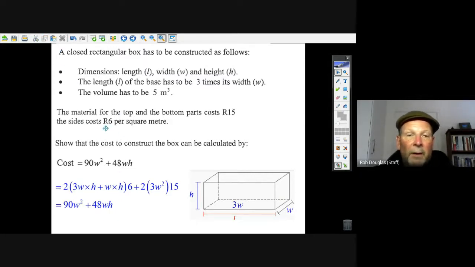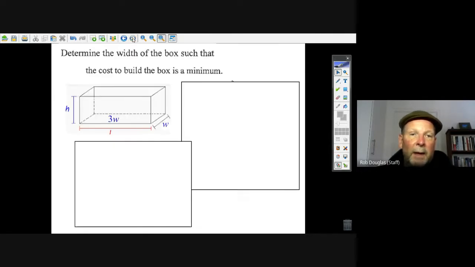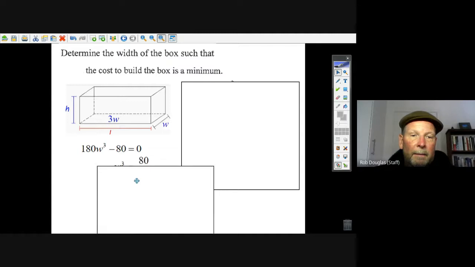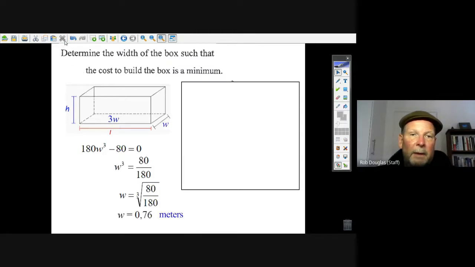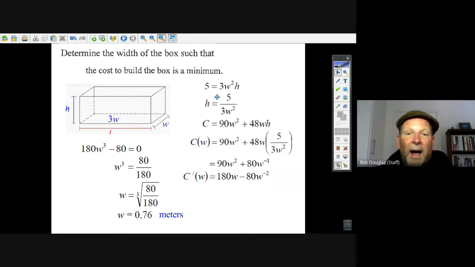Now they're going to ask us to find the width that will minimize the cost. So let's see what that will look like. The first thing, maybe I'll get rid of all of this stuff here. I need to figure out H in terms of W. Well, the volume equals the width times the length times the height. So I can do that. And then I just divide by 3W² and I get what H is.